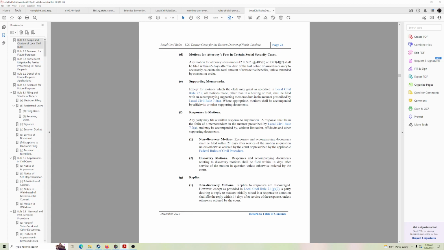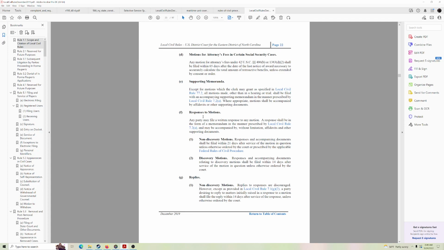Response to motion. Any party may file a written response to any motion. A response shall be in the form of a memorandum in the manner prescribed by Local Civil Rule 7.2(a), and may be accompanied by, without limitation, affidavits and other supporting documents.